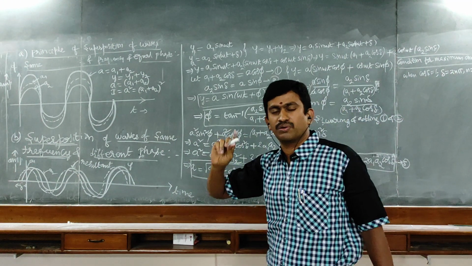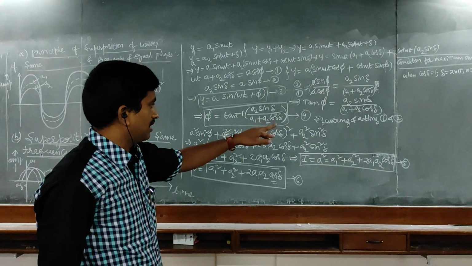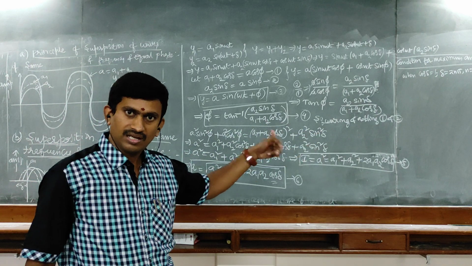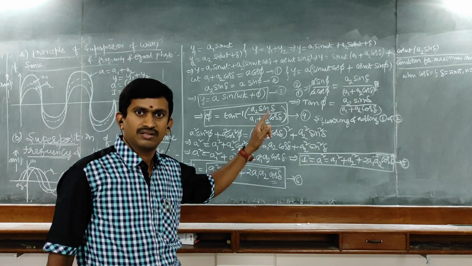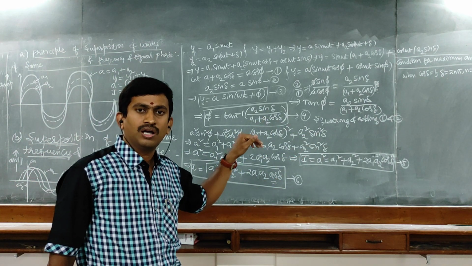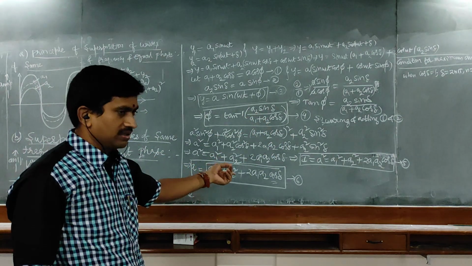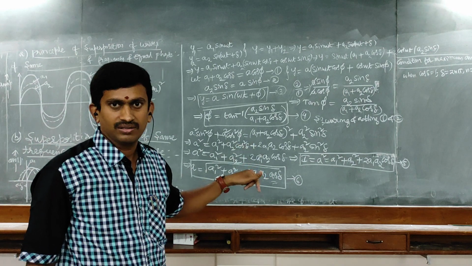For example, if n is equal to 0, then cos delta value becomes 1. If n is equal to 1, cos delta value becomes 1. n is equal to 2, and so on. If you substitute any value of n, then cos delta value is always 1.